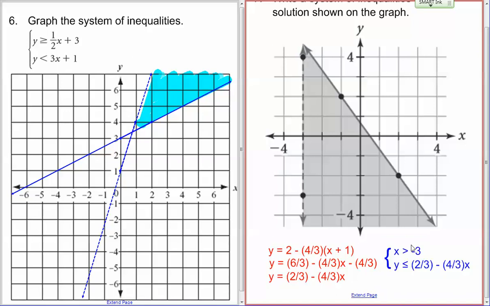So here's my actual answer. There's my first inequality: x is greater than -3. It's everything to the right of -3. My second one is y is less than or equal to 2/3 minus 4/3 x. The or equal to because it's a solid line, and less than because I want (0, 0) to work in that inequality. If I plug (0, 0) in, I get 0 is less than or equal to 2/3, which is a true statement, and that's what I want.